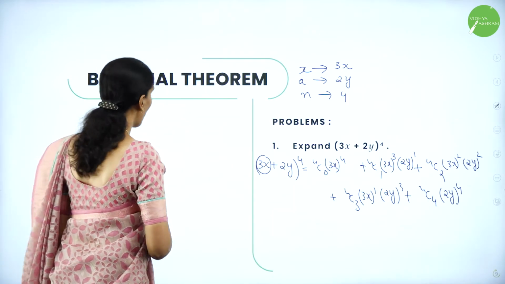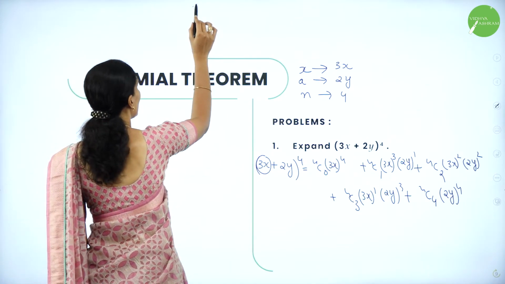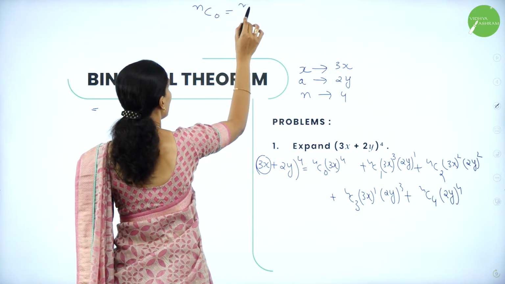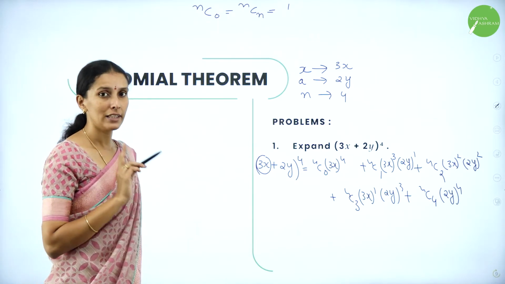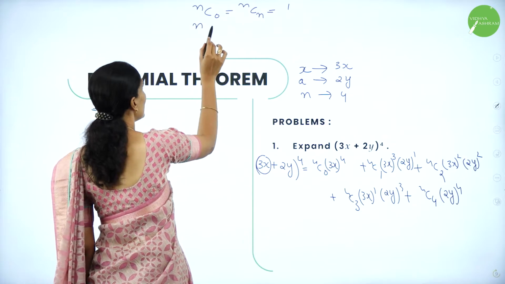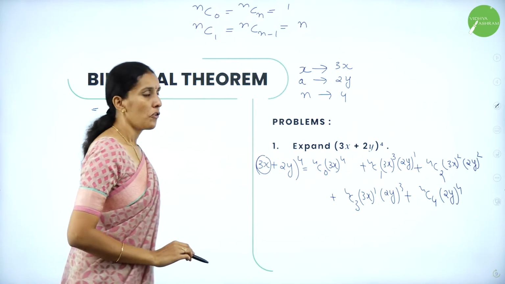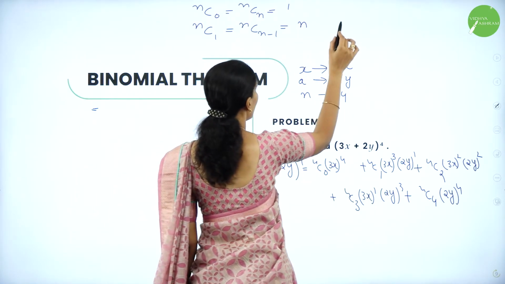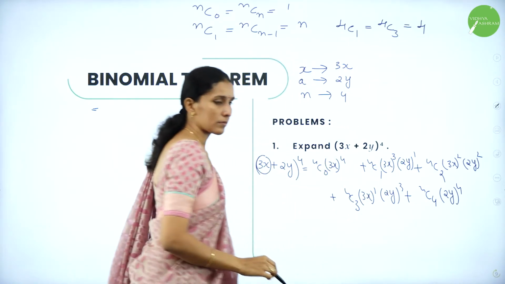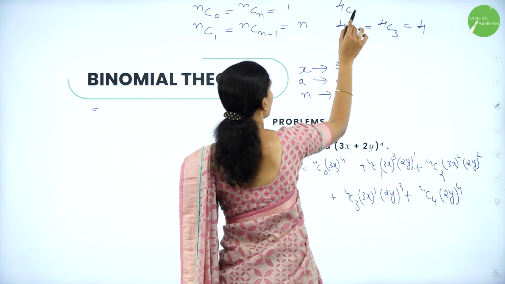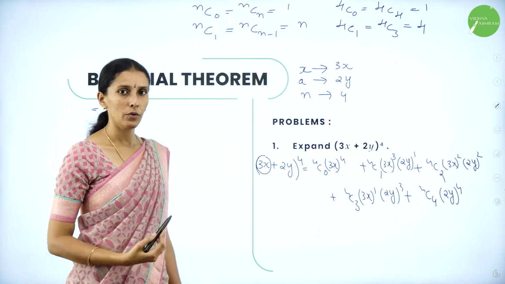So now we'll evaluate it. Before that, you should know some properties of combination, that is NC0 and NCn are always 1. Whenever you find these types of combination, the value is always 1. Similarly, NC1 and NC(n minus 1) are always n. For example, I'll write using the same problem. Here 4C1 and 4C3 will be equal to 4. And 4C0 and 4C4 will be equal to 1. And the rest of the things we have to calculate.